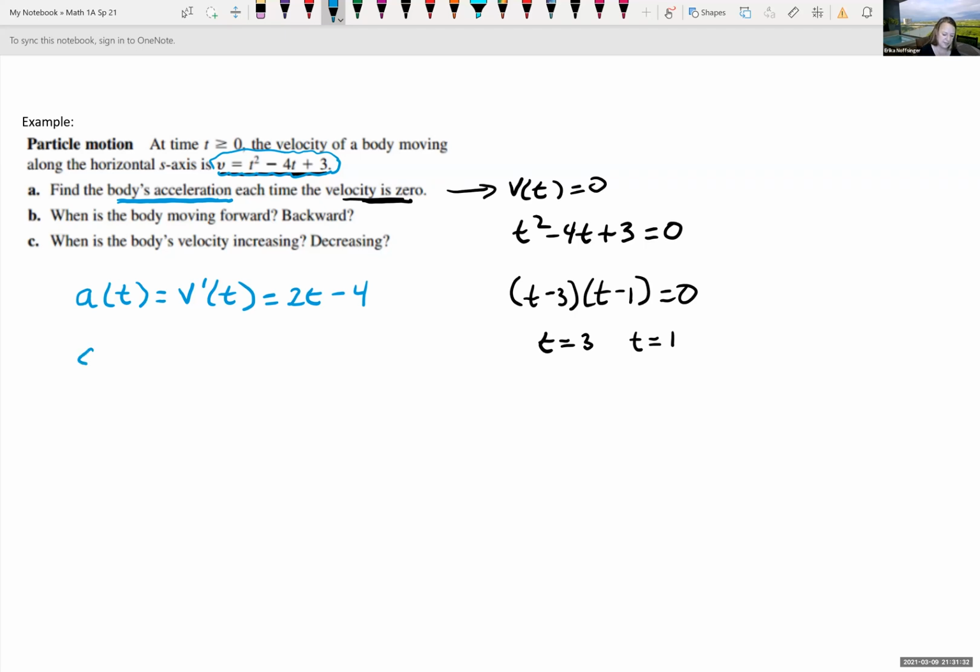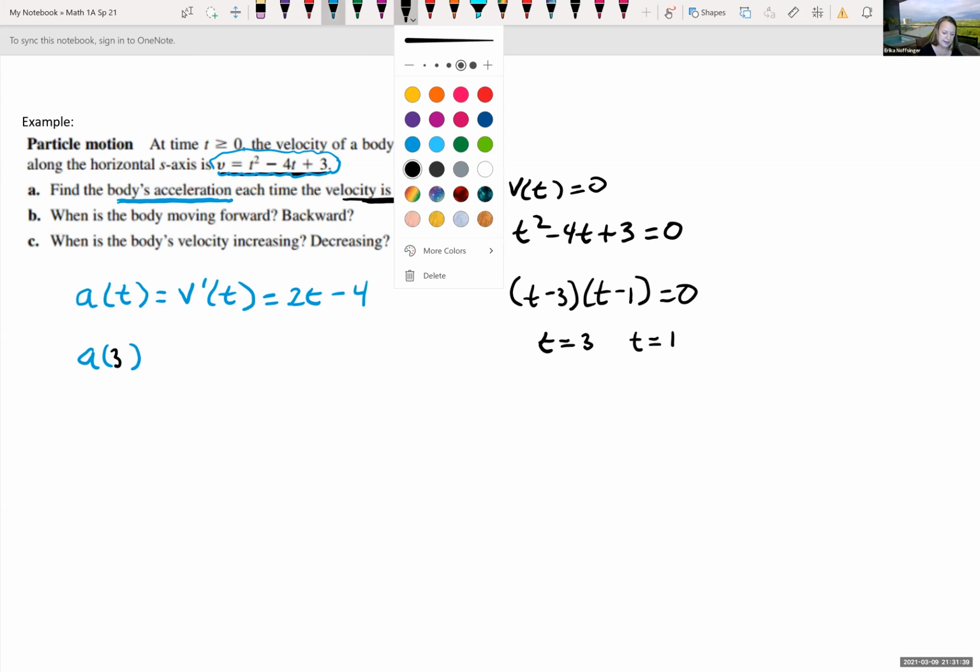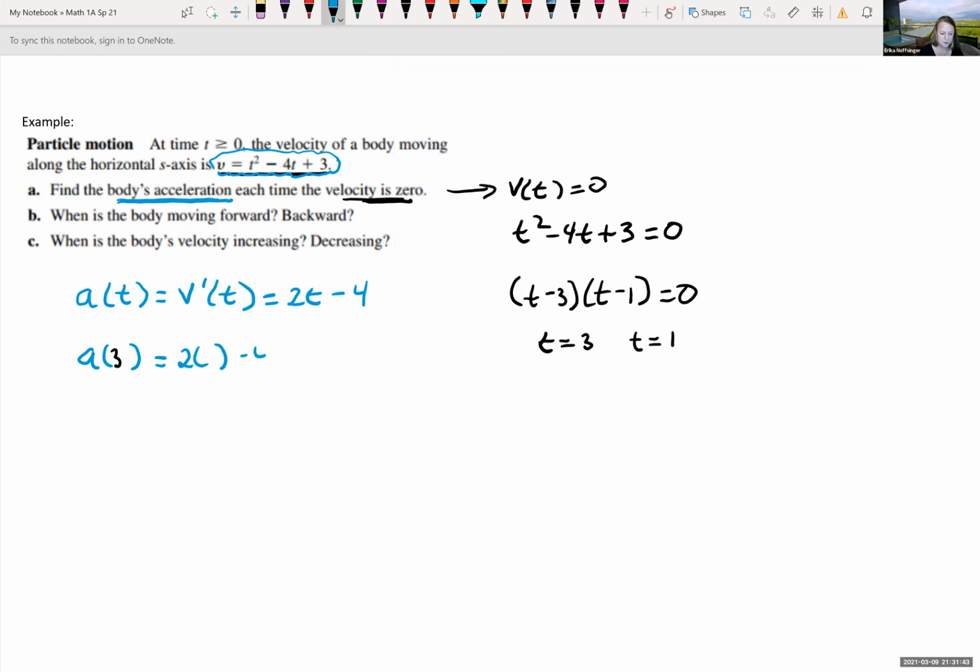And so we want to look at what is a sub 3. So going in here and plugging in 3 wherever we see a t, we have 2 times 3 minus 4, which is 2 times 3 is 6, 6 minus 4 is 2. So the acceleration at 3 units of time is 2. And the acceleration at 1 second, I'm sorry, for some reason I want to again call it seconds, 2 times 1 minus 4, which is negative 2. So we found the acceleration each time the velocity was 0. So this was part A.